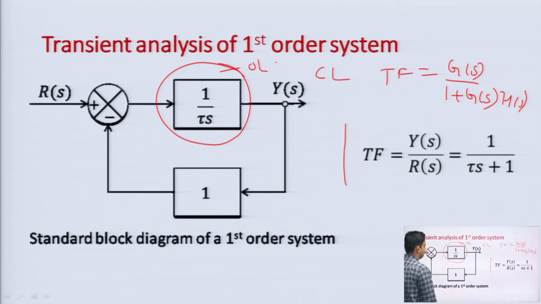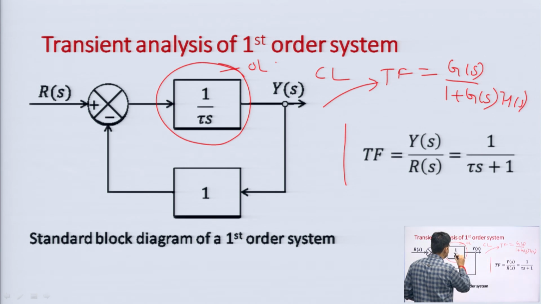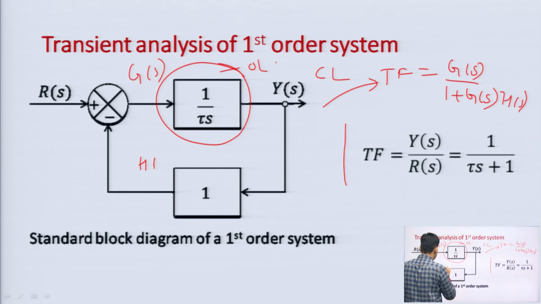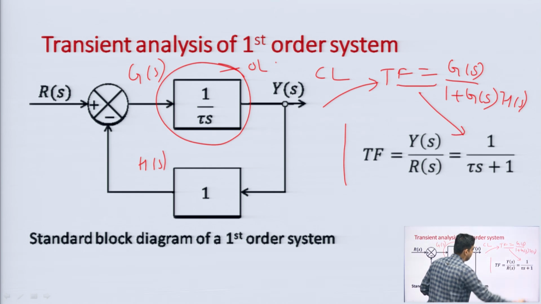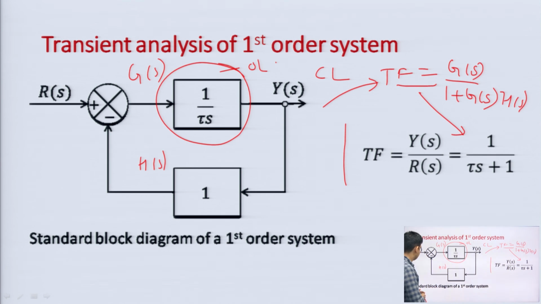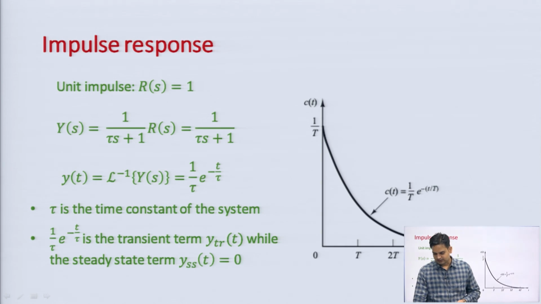From this expression, G s is known to me and H s is unity. If I calculate the transfer function from this expression, I will get 1 over 1 plus s tau. So, this is the standard block of the first order system. In this system we will apply our standard test inputs, just like impulse, step and parabolic, and we would like to see what the response would be.